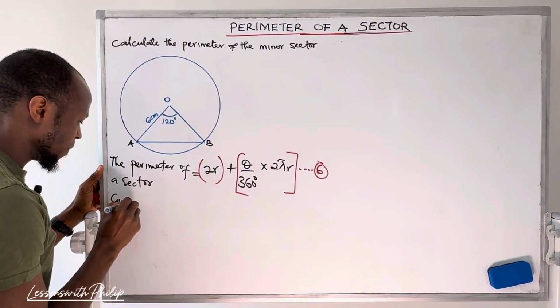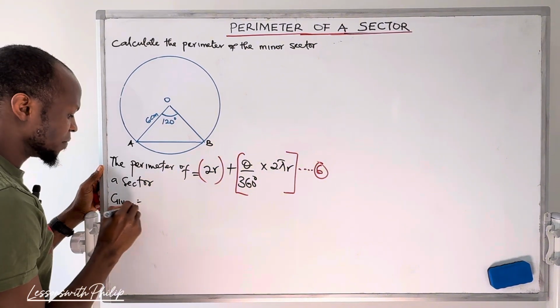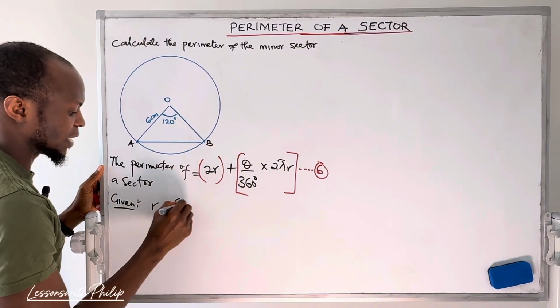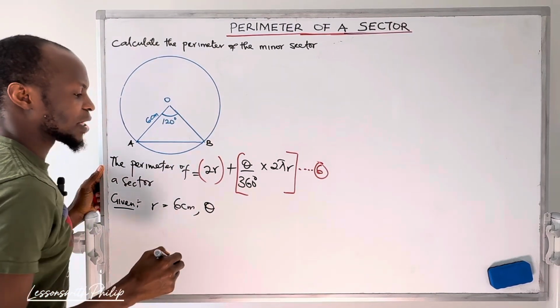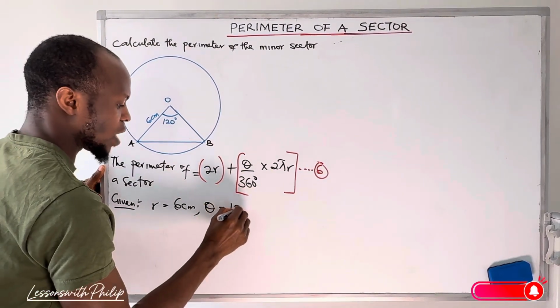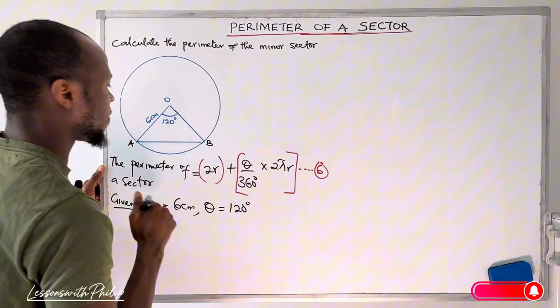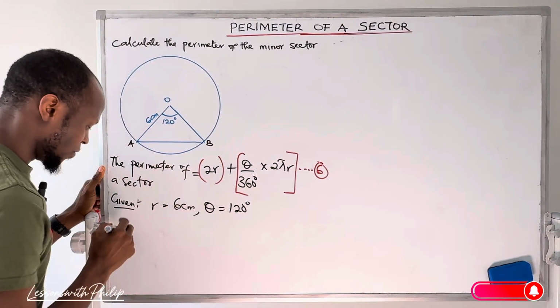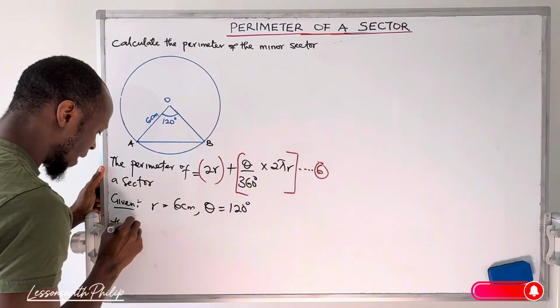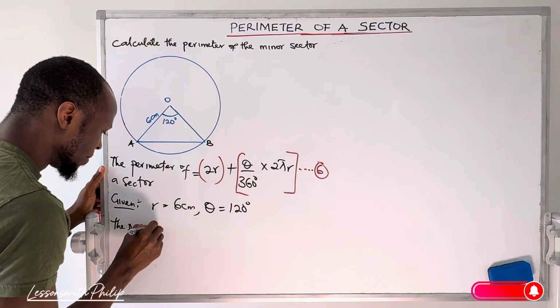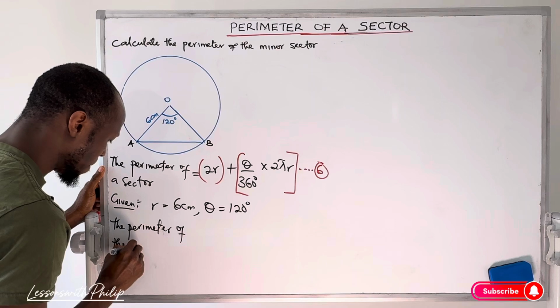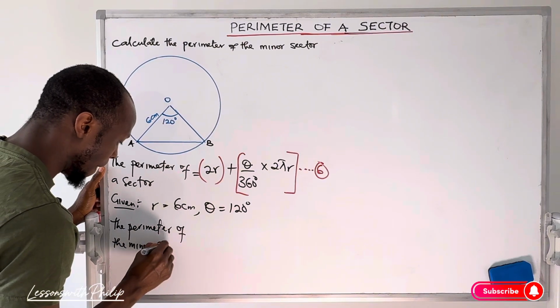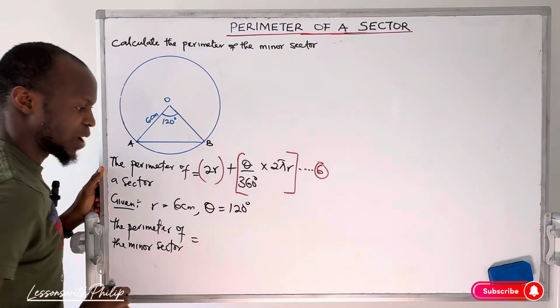Now, in this case, what are we given? We're given our radius to be 6 centimeters. We're given the angle that the arc subtends to be equal to 120 degrees, and we have to find the perimeter of the minor sector.